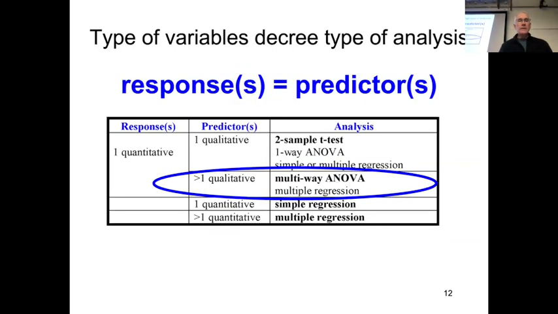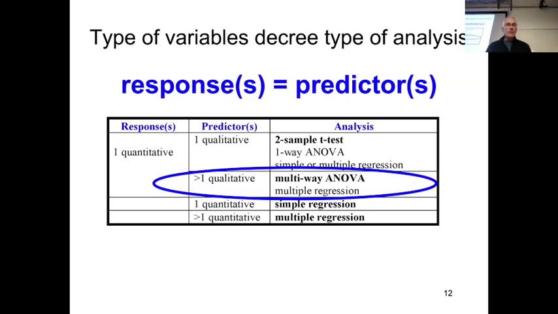So I want to spend a little bit of time on multi-way ANOVA because, again, this is something everybody's probably got some familiarity with, but it's a confusing aspect of general linear models, especially when we're thinking about potential interactions between predictors.